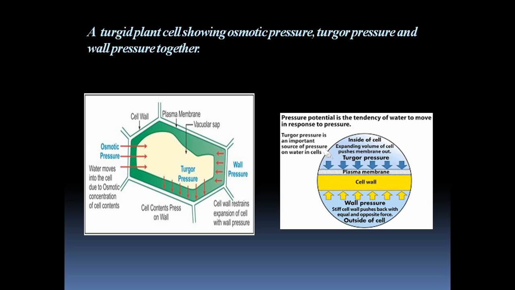But if at any time the cell wall is unable to bear any more turgor pressure, because sometimes it happens, we see the cell burst. Why? Suppose the turgor pressure increases more and more and the cell wall is unable to bear any more turgor pressure. In such a case we see the cell ruptures and bursts out.